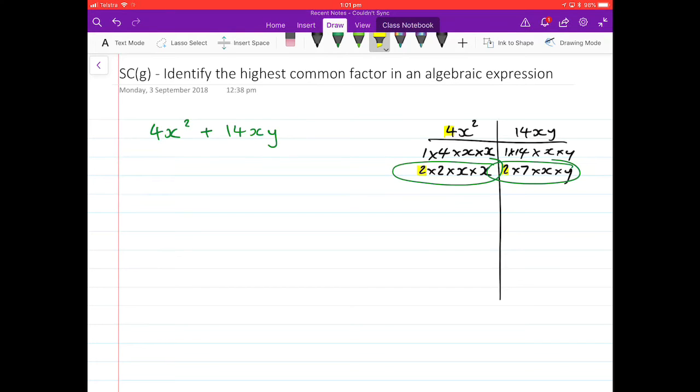So if we look deeper into there, I've got an x here and I've got an x here, and at the moment I can't find anything else that is common to both of those, okay? So you can see I've got another x here, but I've got a y on that one. I've got a 2 here and a 7 here. So at the moment, the highest common factor for those two terms for that expression, if we take the 2, multiply it by the x, we've got a highest common factor of 2x, all right?